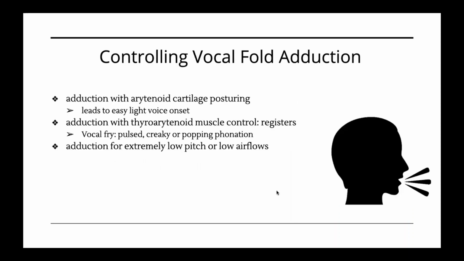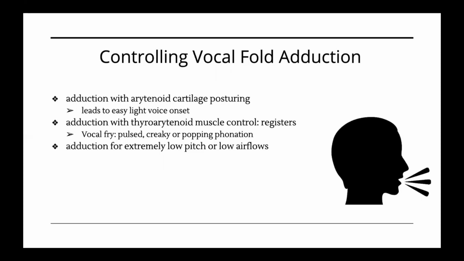Controlling vocal fold adduction. Our greatest concern here in glottal adduction training is producing a pressed voice. A pressed voice is characterized as an excessive squeezing together of the vocal folds and requires a lot of lung pressure, which is not optimal, nor natural, nor something that you would see in a realistic setting. Adduction with arytenoid cartilage posturing leads to easy light voice onset.